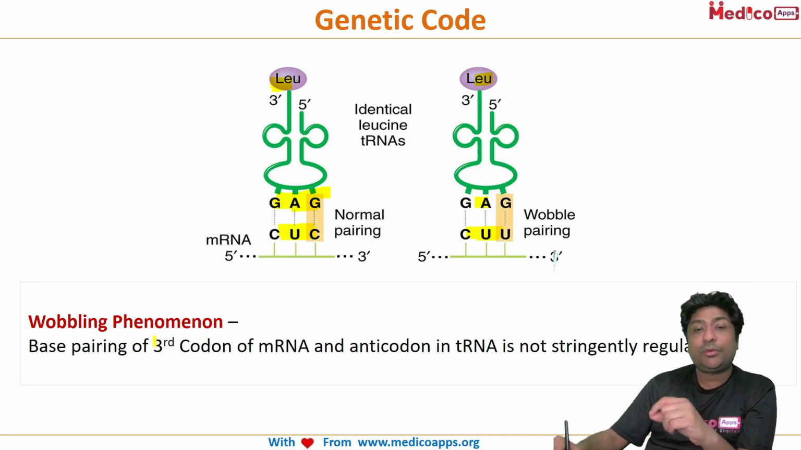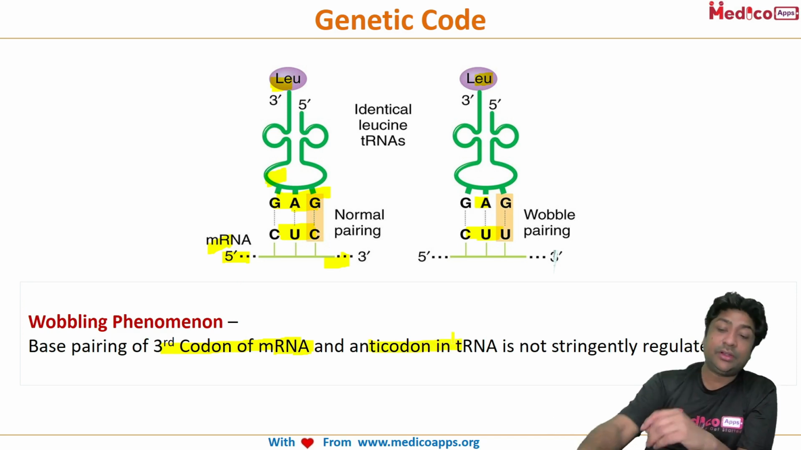So what is the wobbling phenomenon? This is a feature of tRNA. The base pairing of the third base of the codon of the mRNA, remember, read from 5' to 3', not the third base of the tRNA, and the anticodon on the tRNA is not strictly regulated.